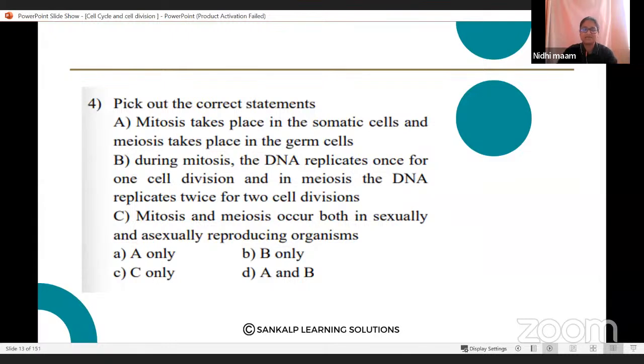Pick out the correct statements. Okay. Read the correct statements. A: mitosis takes place in the somatic cell, meiosis takes place in the germ cell. B: during mitosis, the DNA replicates once for one cell division, and in meiosis, the DNA replicates twice for two cell division. C: mitosis and meiosis occur both in sexually and asexually reproducing organisms. Option A is A only, B is B only, C is C only, D is A and B.